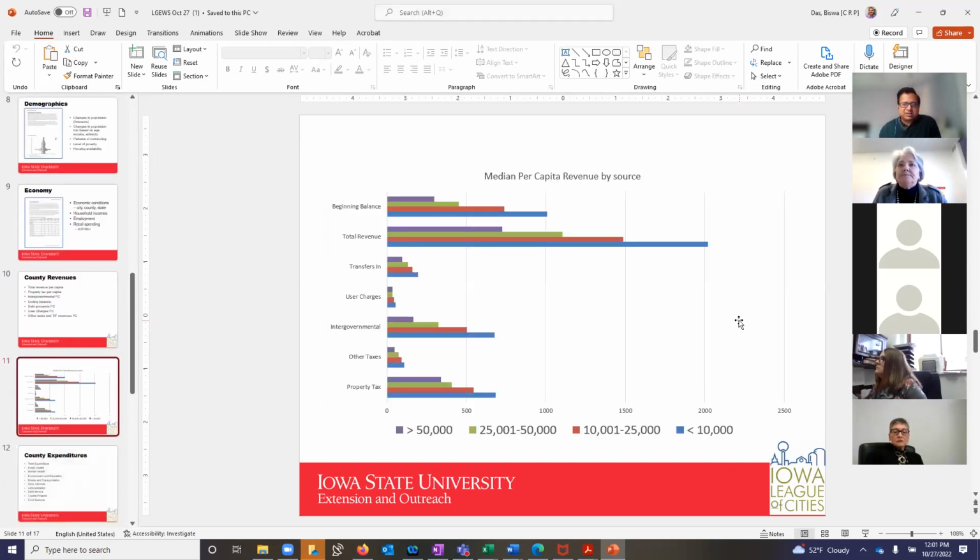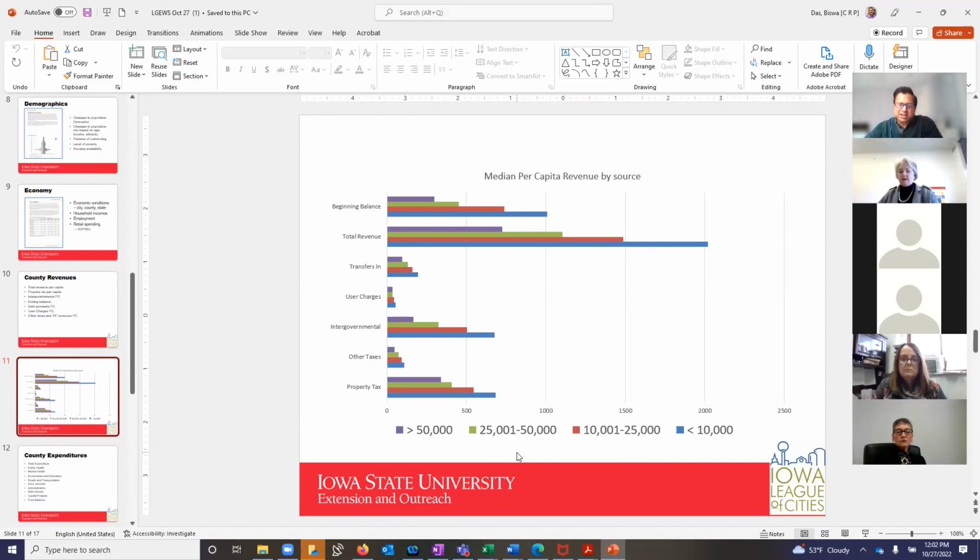So, like I said, we use both aggregate and disaggregated data. This is an example of trying to compare the major revenue sources by different population sizes for counties. The 99 counties were broken into 4 groups. The one in blue refers to the counties with less than 10,000. The one in red is between 10 and 25,000. The green color refers to the counties with 25,000 to 50,000. And the purple one refers to those counties with more than 50,000 population.